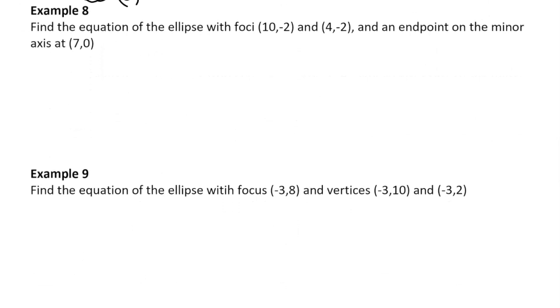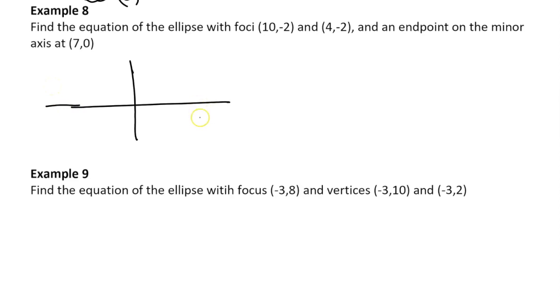Okay, a couple more examples. Find the equation of the ellipse with foci of 10, negative 2, and 4, negative 2, and an endpoint on the minor axis at 7, 0. So I don't know about you, but I find that doing these mini sketches really helps me to be able to see things a little bit better.